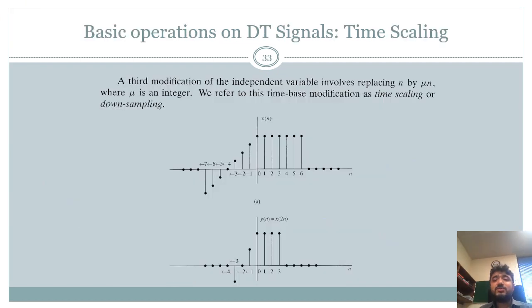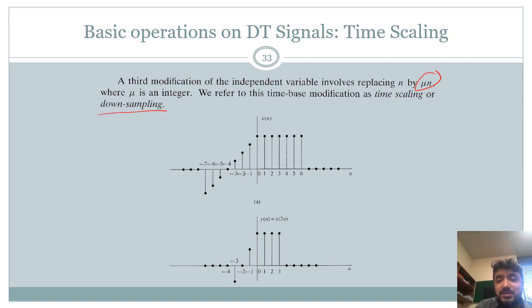All right, so another basic operation on these discrete time signals is the time scaling function. So the time scaling is just you multiply n with a number. So for example, in this case, this mu is just an integer, so you multiply it with mu, and if this is greater than 1, then this would become downsampling.